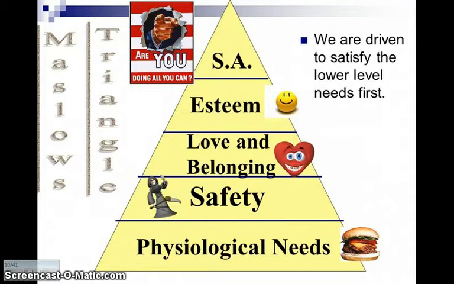Okay? This is Maslow's triangle. Once again, it's a theory of motivation and it's a humanistic theory in psychology. The emphasis being that people strive to be the best that they can be. And when you get there, that's referred to as self-actualization.